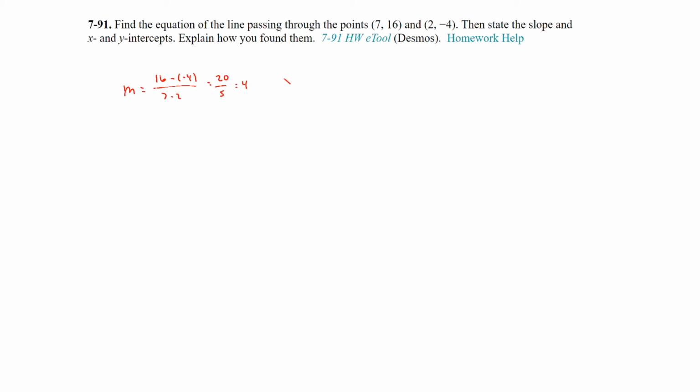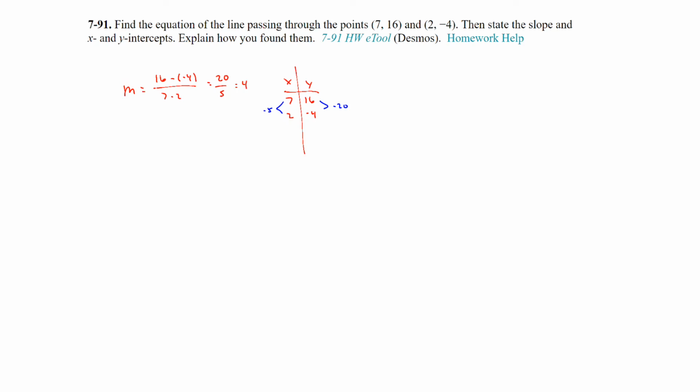Also remember, some of you like to create the table and set up your points, which is perfectly fine. It's the same thing. You're looking for how you get from 16 to negative 4, and that would be negative 20, and then 7 to 2 would be negative 5. So that's negative 20 over negative 5, which still gives you a slope of 4. Either way is perfectly fine.